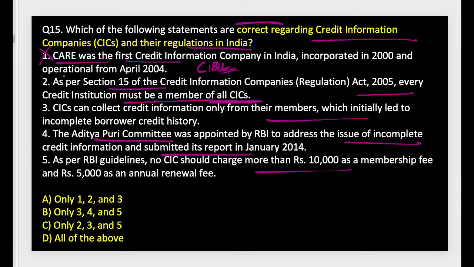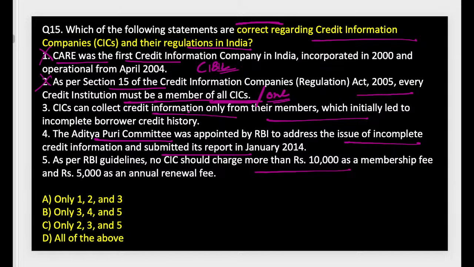Second statement, they are not necessarily, like it is mentioned, must be a member of all CICs. No, there is no mandate. It is at least one CIC. So banks or regulated entities have to be a member of at least one. They can be all, but it is their choice. That's why this is wrong.